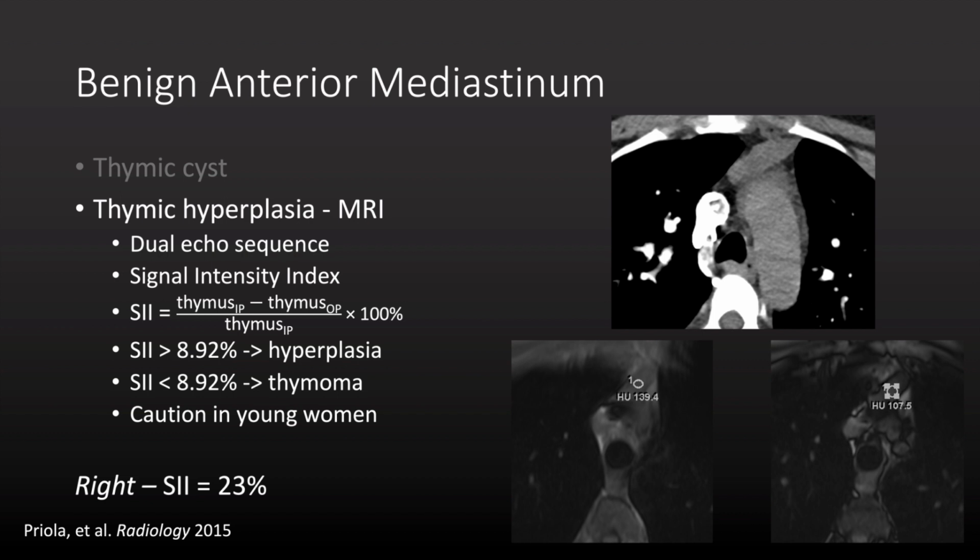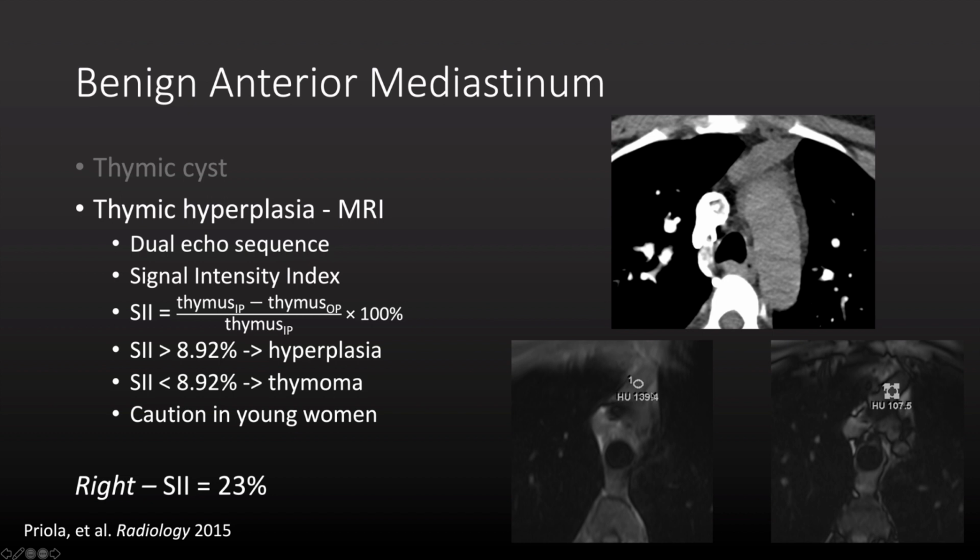the signal intensity index. And so this you measure, you have to use what's called a dual echo sequence. In other words, the chemical shift sequence needs to be acquired such that the in and opposed phase images are acquired simultaneously as part of one sequence. That's the standard in most scanners nowadays. So in that setting, you want to go to the exact same slice in both image sets and try to measure essentially the exact same ROI.